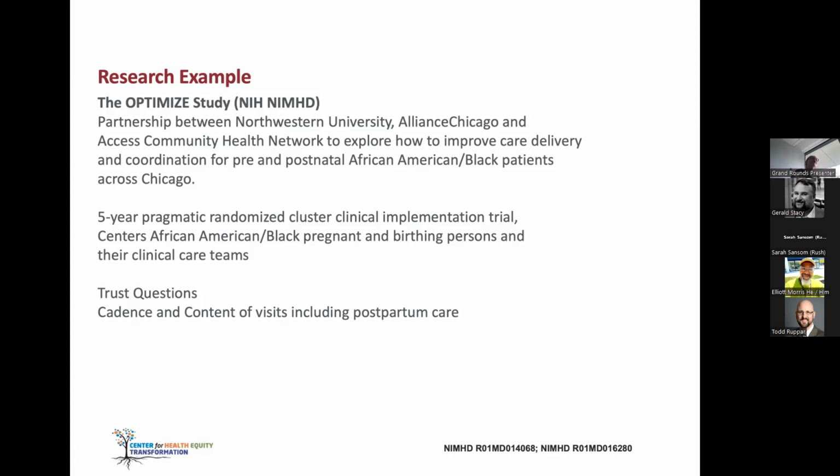But we never really thought about how do you engender trust so that we get you into prenatal care earlier, right? And then we get you to come back multiple times if you trust us, right? And thinking about where else care could be provided if you can't get to the clinic. So all of these things, right? So what we're testing right now in Access Community Health Network clinics and Alliance clinics across the city is, can we change the cadence of visits, right?